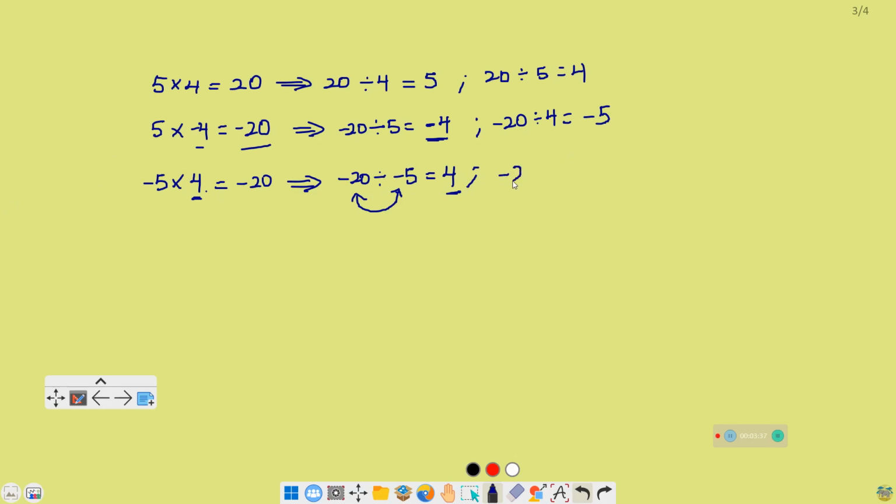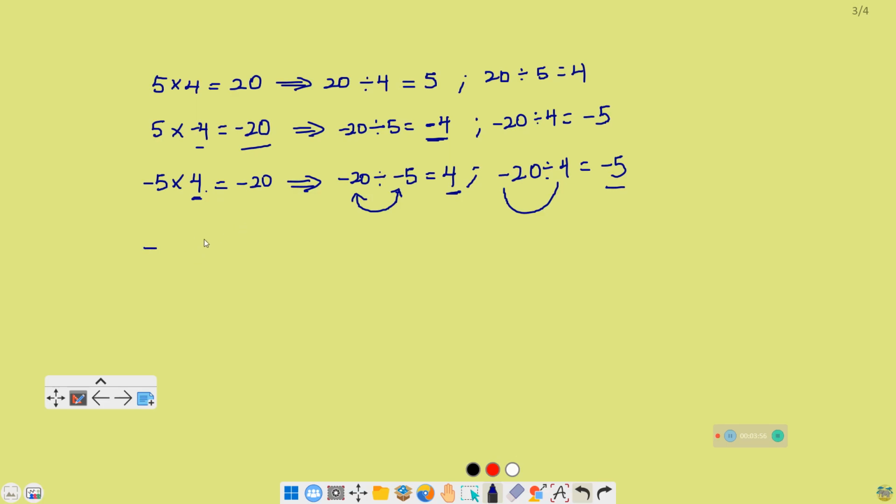For example, if you are dividing negative 20 by a positive 4, the answer you'll get is negative 5, because a negative and a positive integer will always give you a negative integer. So this is how we will divide integers.